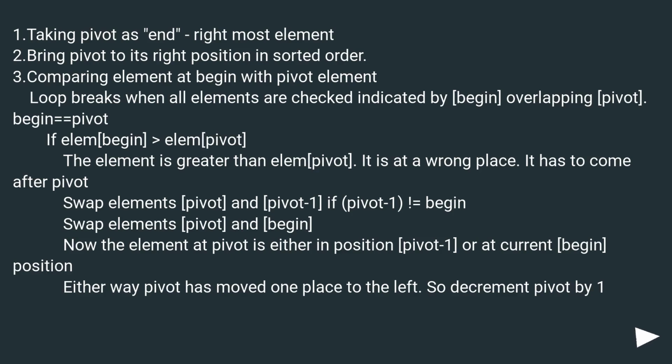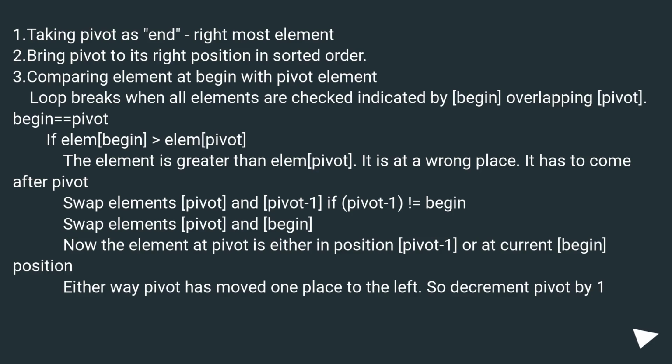One, taking pivot as end, the rightmost element. Two, bring pivot to its right position in sorted order. Three, comparing the element at begin with the pivot element. The loop breaks when all elements are checked, indicated by begin overlapping pivot.